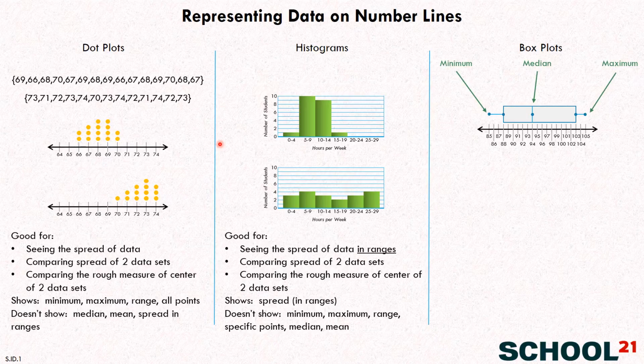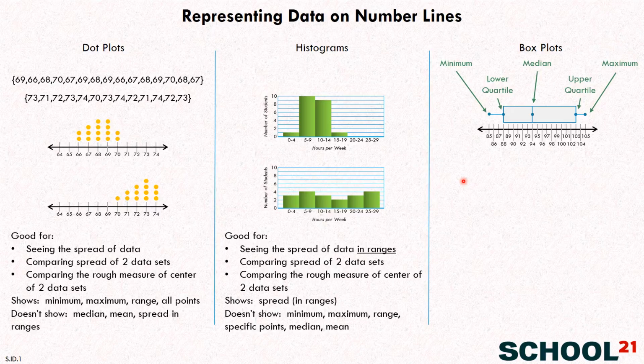So over here with the dot plots, you could see the minimum and maximum, but could you see the median really easily? Not really, right? You'd have to calculate the median. With the histogram, you definitely can't see the median. So this is really good for quickly being able to see the median and the maximum and the minimum. It's also really good for showing us a couple of other things.